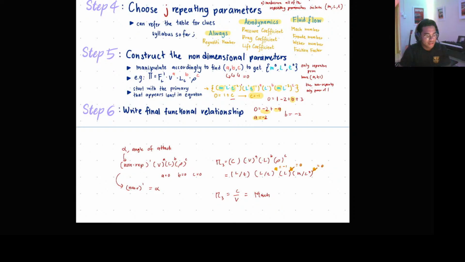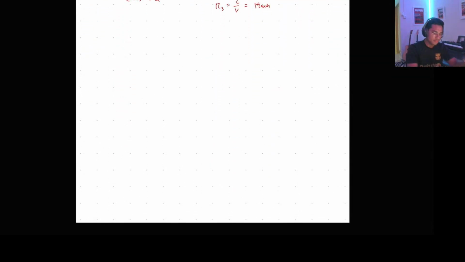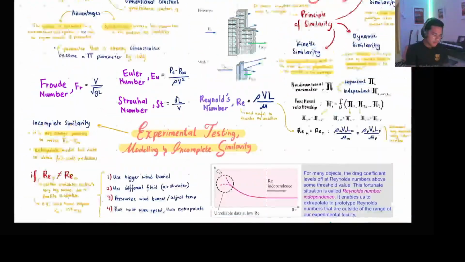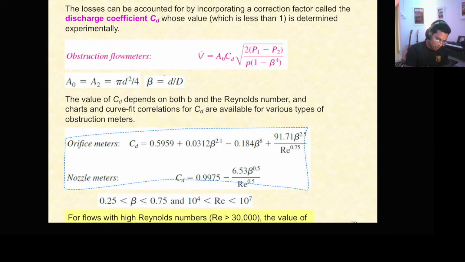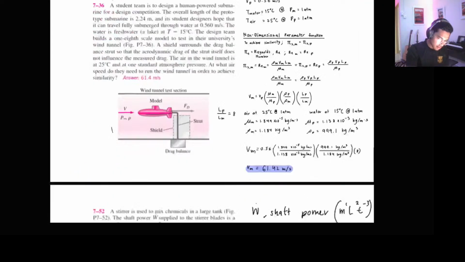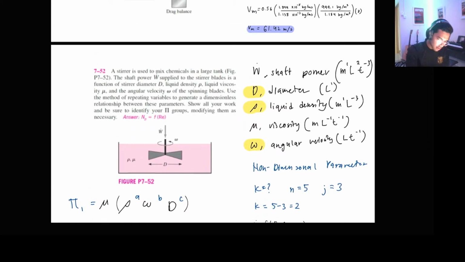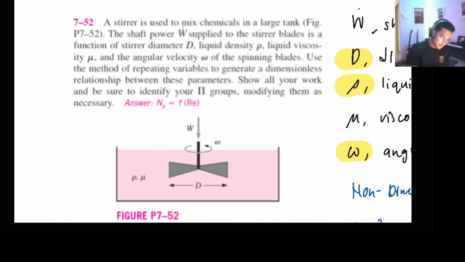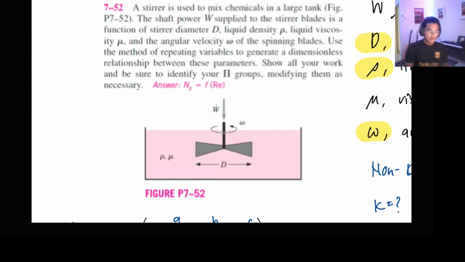How to convert non-dimensional to dimensional? How to convert? Try doing a question. Okay. Tutorial chapter 7. Okay, so is everyone okay if we try a question?